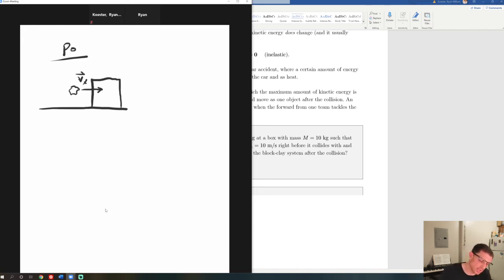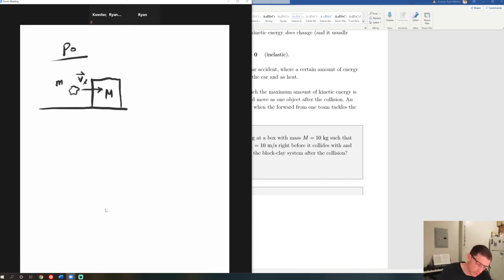So this has mass little m, this has mass big M, and this is at rest, right? I don't know how I want to indicate that in the diagram here, but the block is at rest, so the only thing that's moving at this time is the lump of clay, okay?